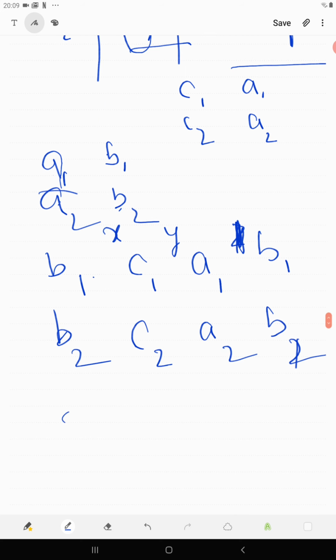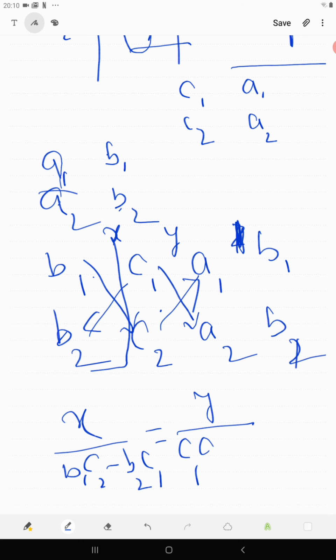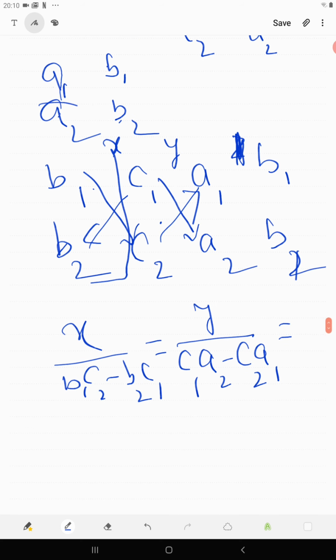Now, so the x section is this one. x divided by b1 c2 minus b2 c1. For y, this one will be down now. So for y, this one will be considered. So equals y divided by c1 a2 minus c2 a1. Okay, equals to, now for 1, this is for 1. Now we will take a1 b2 minus a2 b1. So 1 divided by a1 b2 minus a2 b1.